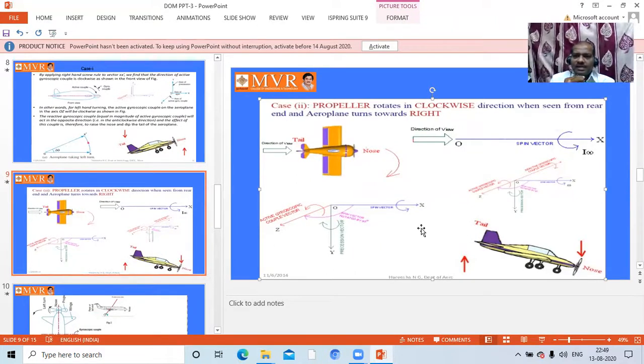And the axis of the spin is going to be in what direction? If you observe, it is going to be exactly opposite to this one. That means if you see from the right turning, it is going to happen. Then if you observe this one, the tail is in an upward position and the nose is going to be in a downward position.